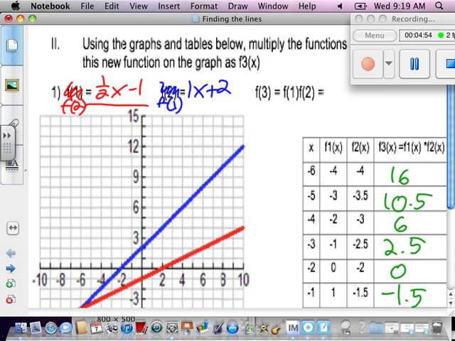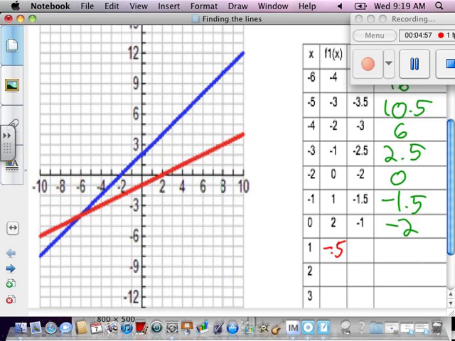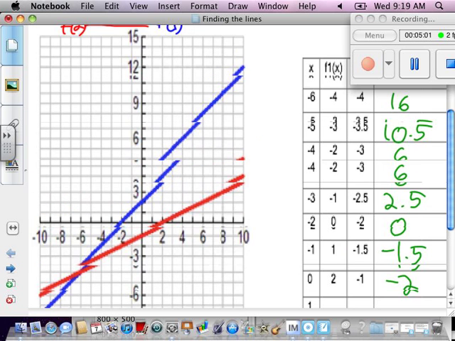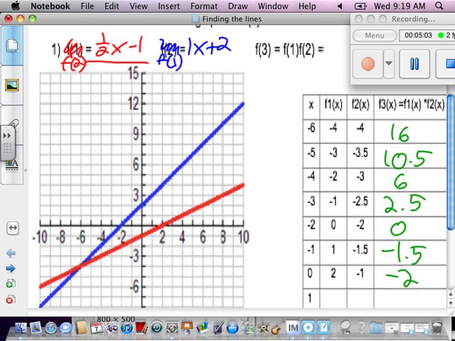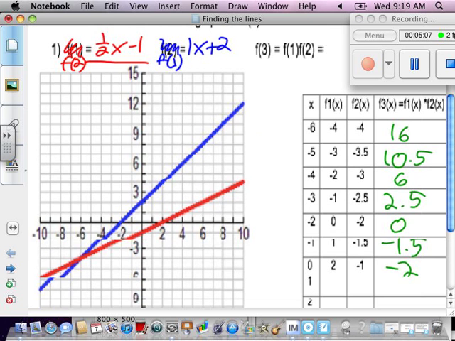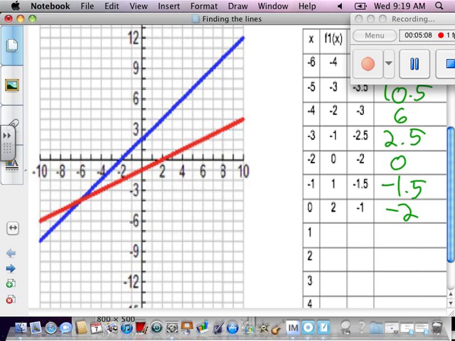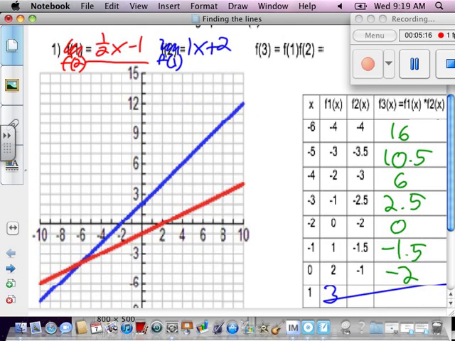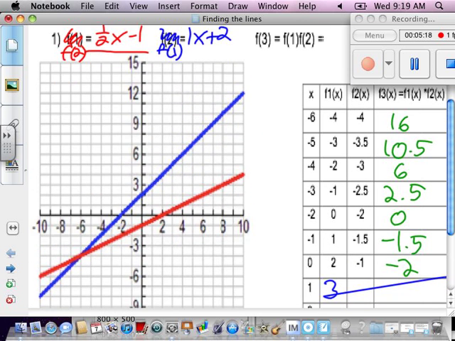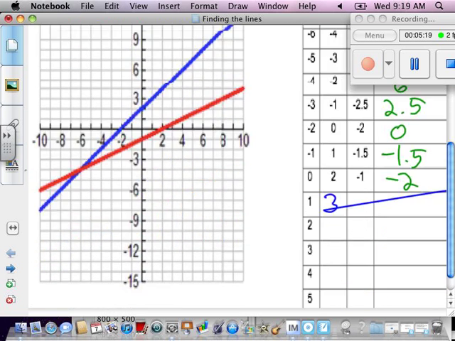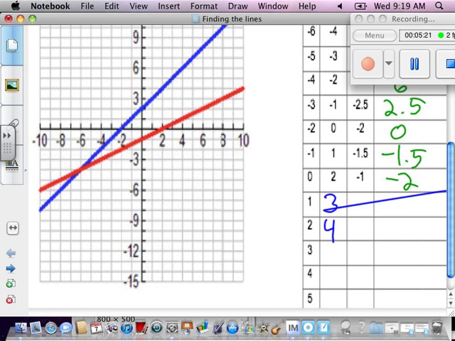Okay. So let's change this. So we're looking at the blue. What is 1 times 1 plus 2? 3. What is 2 times 1 plus 2? 4.